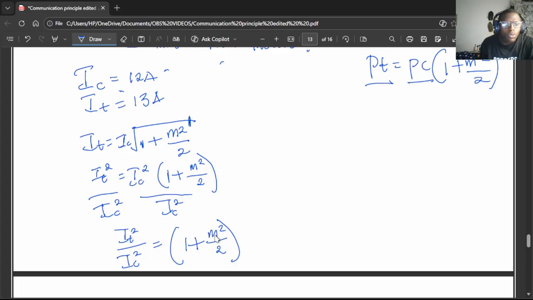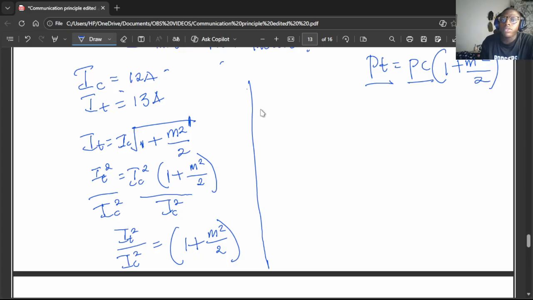Our interest is to get your m square. Now, how do you go about getting your m square here? From what we have here, we can simply say, for you to get it, let's remove this bracket. Removing this bracket, we are actually simplifying.